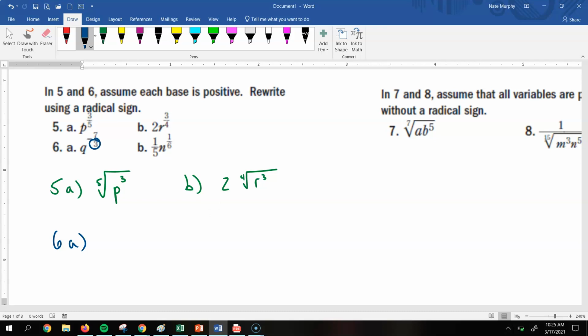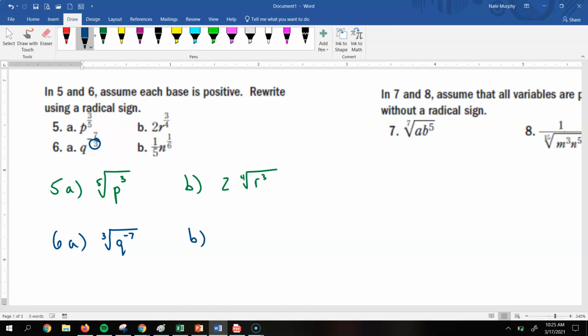So I recognize that this is a cube root. So it'd be the cube root of q to the negative 7. Otherwise, if you wrote it as 1 over the cube root of q to the positive 7th, I would accept that. But this technically would be the correct answer.